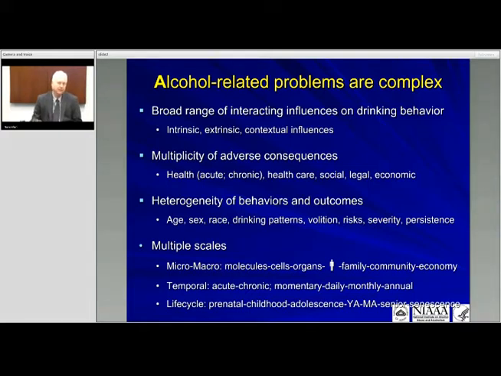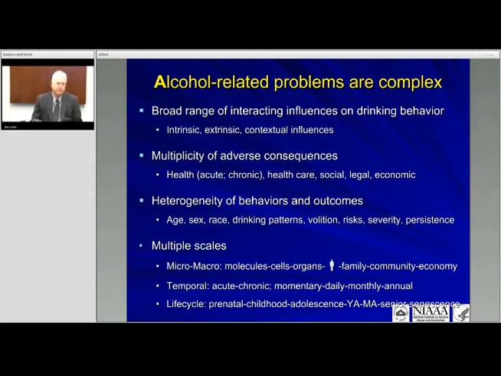There are other things that are not directly health outcomes, but things like healthcare utilization or interpersonal effects on marriages, on families, social, legal outcomes, economic outcomes, things that happen in the workplace. These all have the potential to exhibit interactions with one another. And so underlying this is the deep heterogeneity of these things. So people in similar settings with similar backgrounds will exhibit different drinking behaviors. People who exhibit similar drinking behaviors will experience different kinds of outcomes.